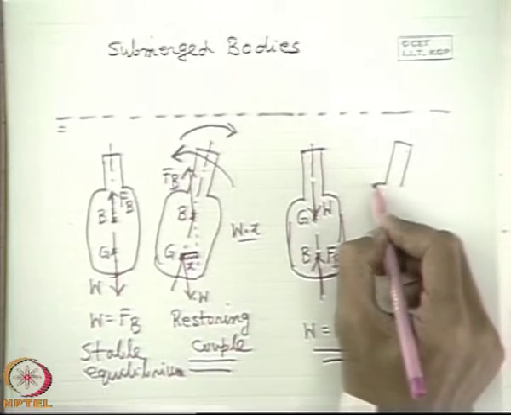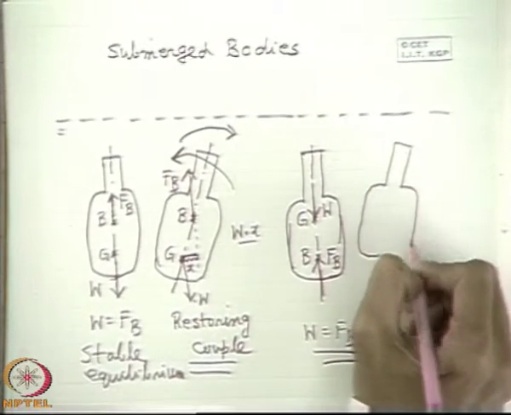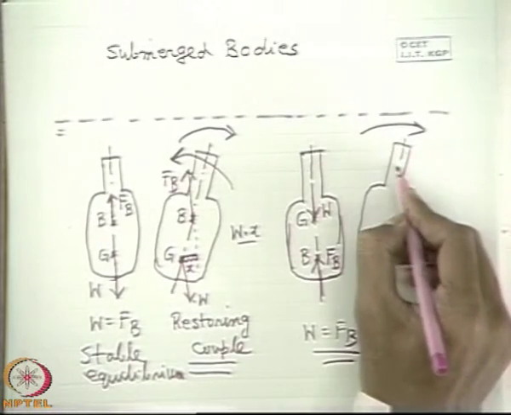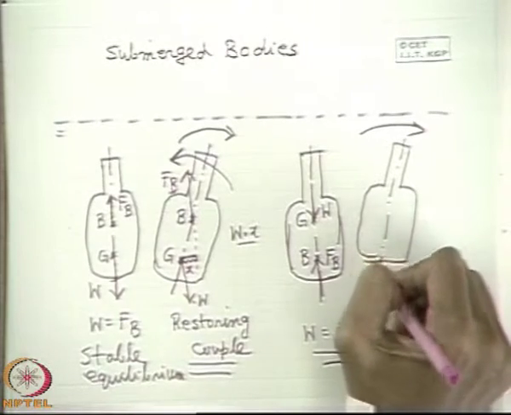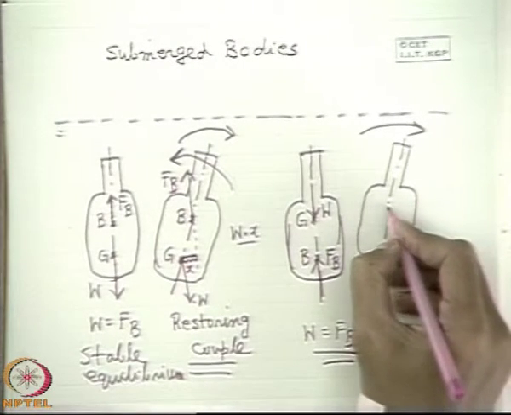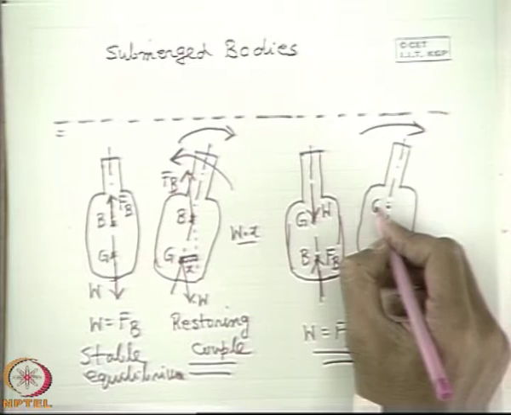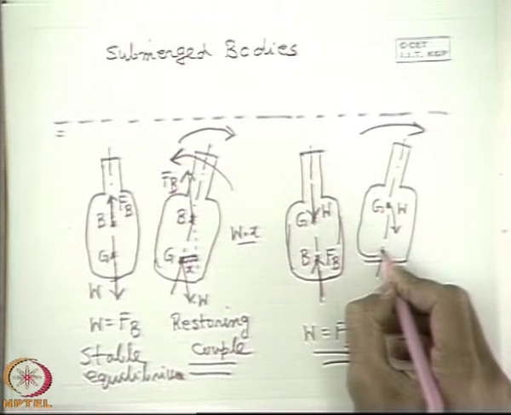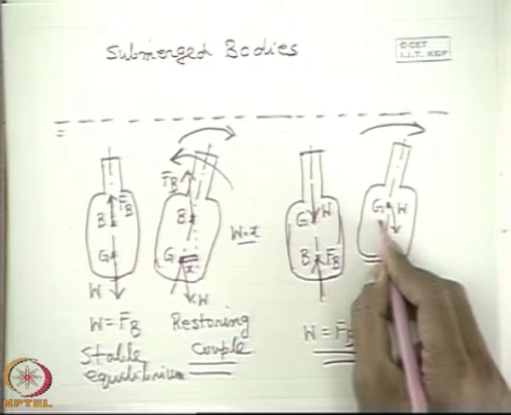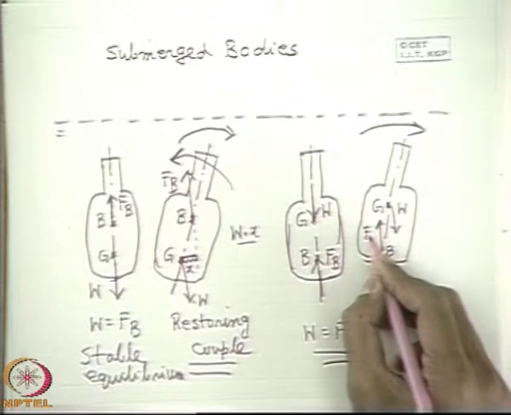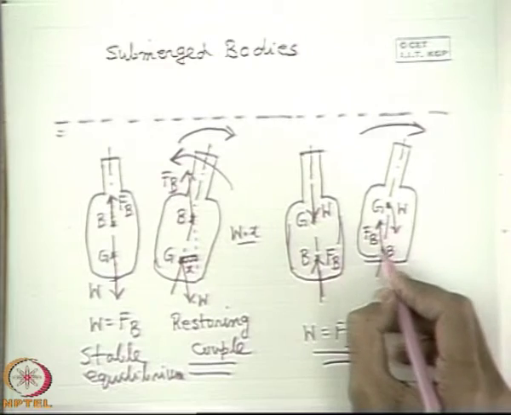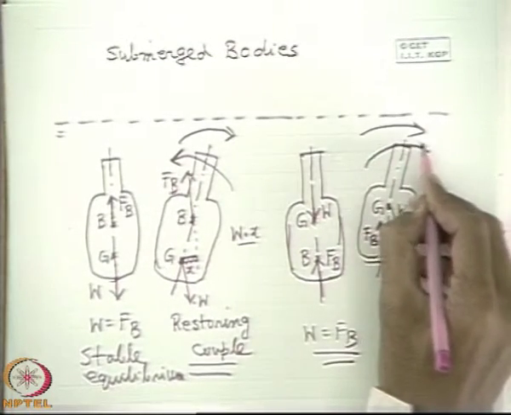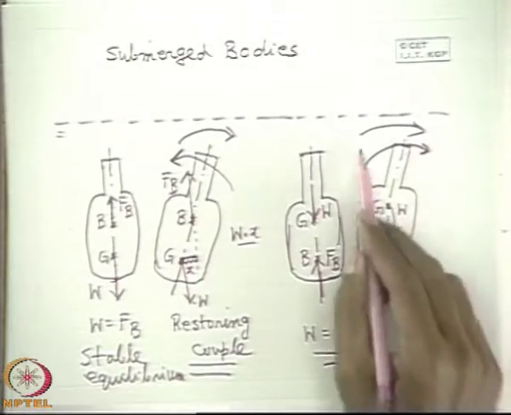Now if you give a tilt, it is a very simple, school level thing. If you give a tilt in the same direction, towards the right, this is the original vertical axis. Here again, in this condition, the center of gravity and also the center of buoyancy remain the same. Now you see these two forces, W and FB, create a moment which is in the same direction as that of the angular tilt.